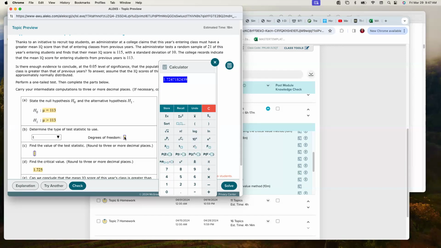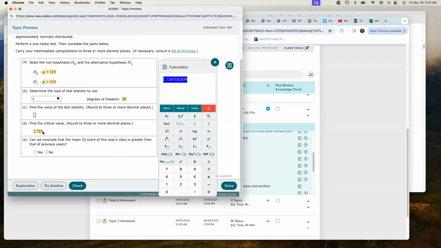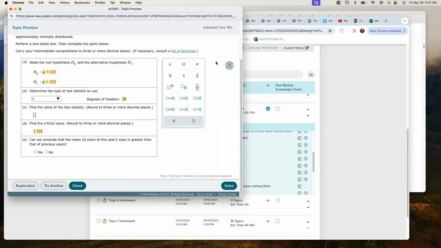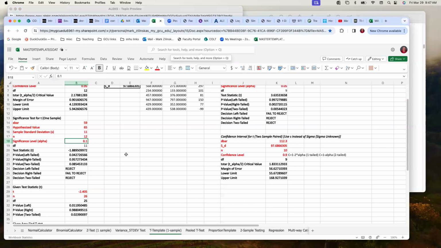Okay, all right, so let me X this out so I don't confuse you. And degrees of freedom are 20. And so let's see if we can get all this stuff out of our spreadsheet here, because that critical value is just the one thing here that we need. And we're going to make our decision based on our test statistic relative to the critical value.